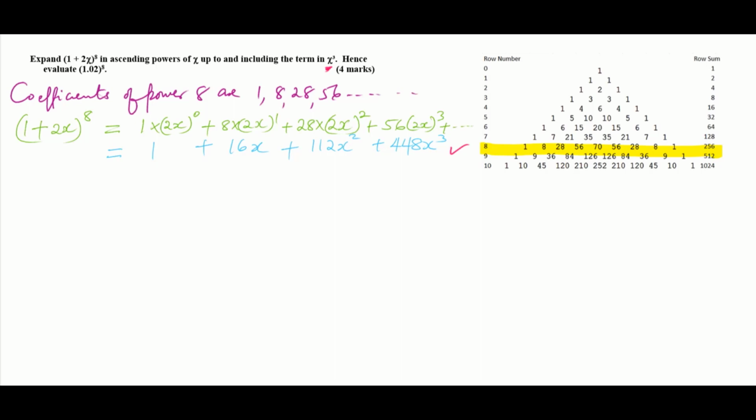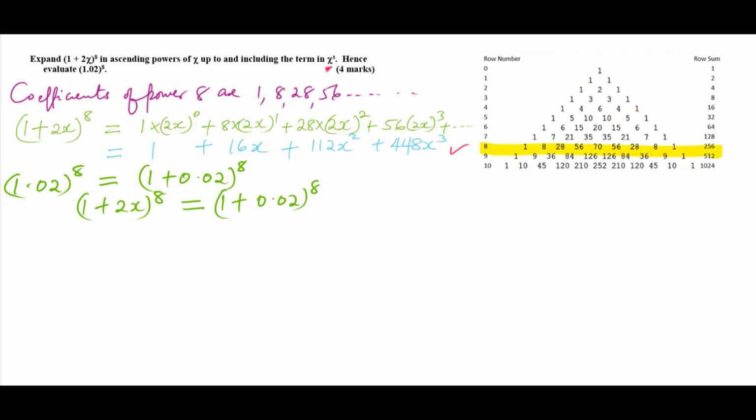Now let's go to the second part of the question, where we are supposed to evaluate 1.02 raised to power 8, and you're supposed to use this expansion that you have obtained. So we are going to split this into 2, whereby we're going to have 1 plus 0.02, power 8. So to get the value of x, we shall take (1 + 2x)^8 equals (1 + 0.02)^8.